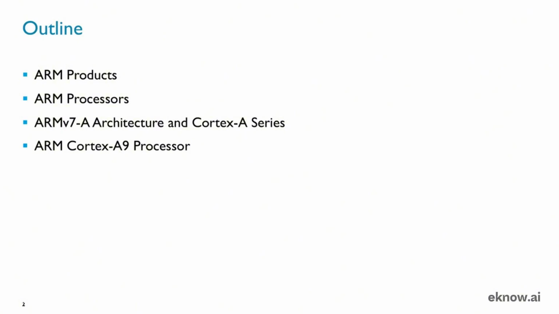Finally, we'll zoom in even further to look at one of the most famous members of that family, the ARM Cortex-A9 processor. By examining a specific processor in detail, we can see how the architectural concepts we've discussed are actually implemented in a real-world, widely used product. So, you can see we're moving from the big picture of the company, down through the architectures, and finally to the nitty-gritty details of a specific processor design.